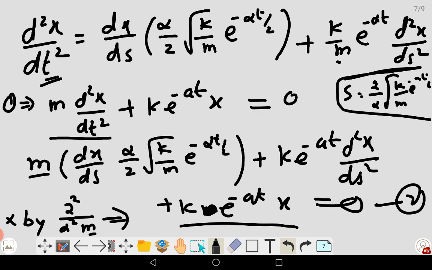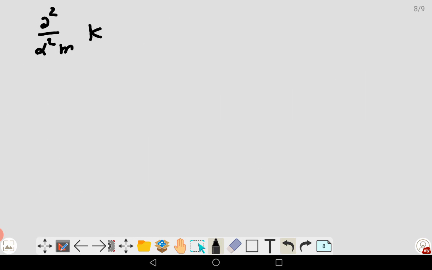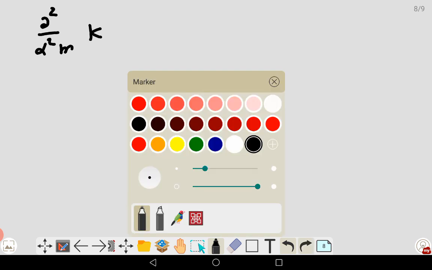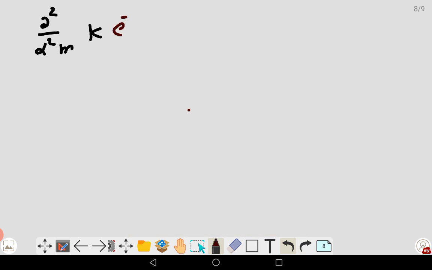Otherwise, we check the first term. What is this one? In the decreasing differential order, so second order derivative we will write first. K into e power minus at multiply by this term, K into 2 square divided by alpha square m. Okay, that is what I mean. K into 2 square divided by alpha square m e power minus at and d square x over ds square. I didn't notice it, no problem.